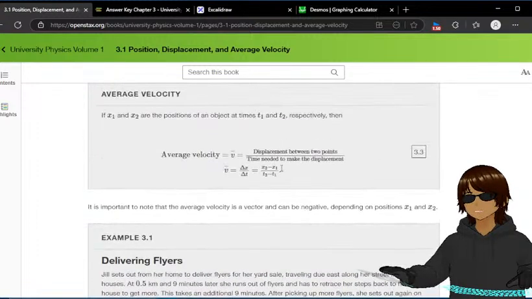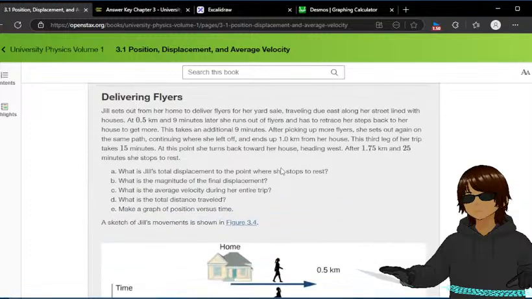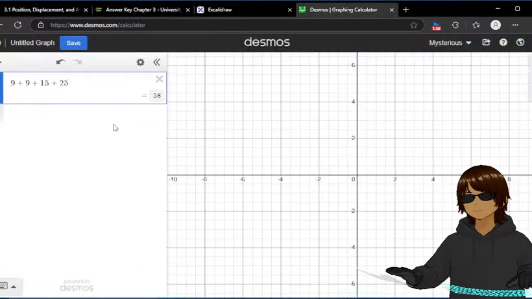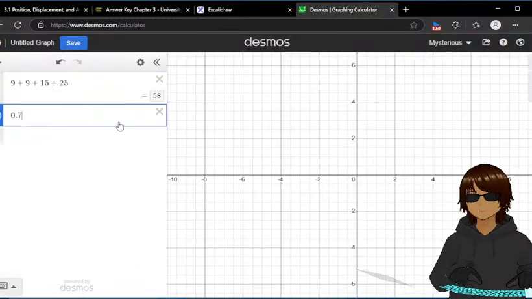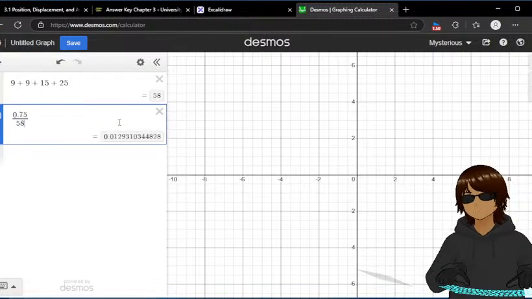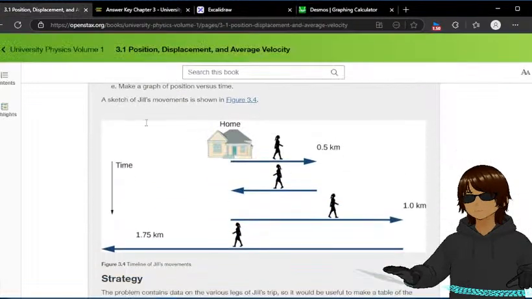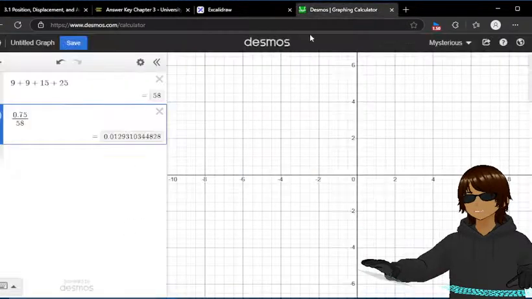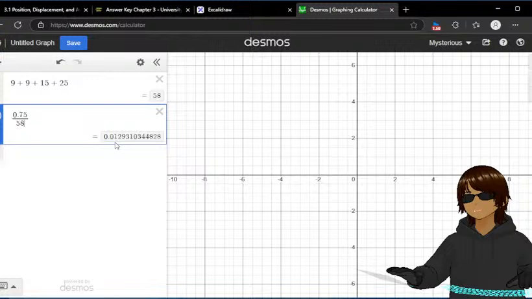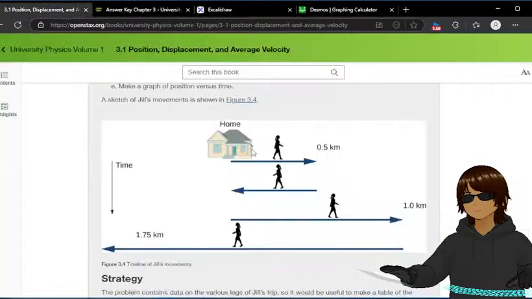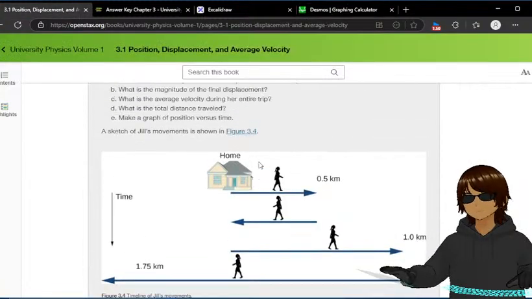Average velocity. 0.75 divided by 58, right? So the average of all of this is 0.0129 kilometers per minute.